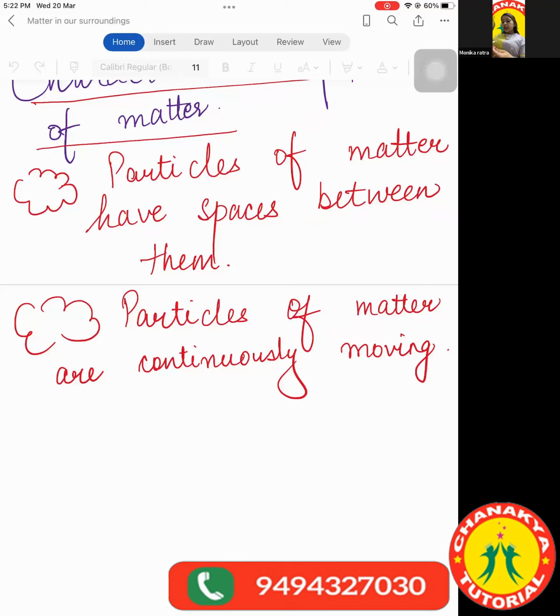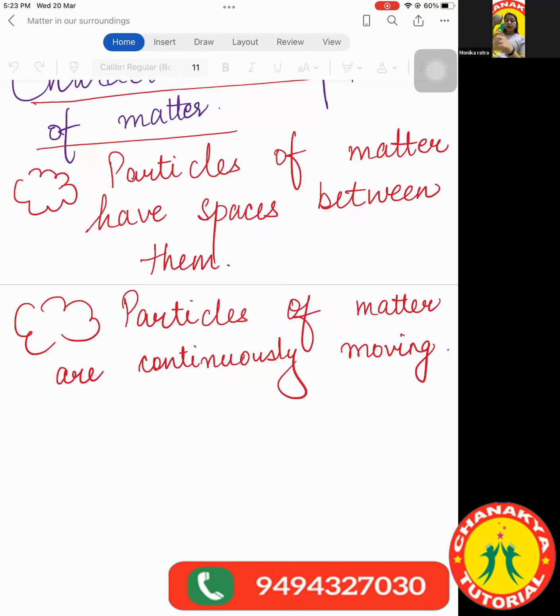Then the second property was to show that the particles of matter are continuously moving. How do we see the movement of the particles? For example, when food is being cooked, we are able to smell the food at a certain distance. Why is it so? Because the smell of the food particles mixes with the air and tends to travel. Only because the particles move, we are able to smell the food.